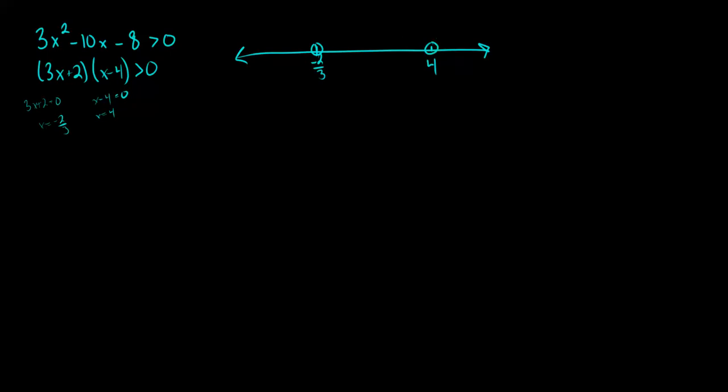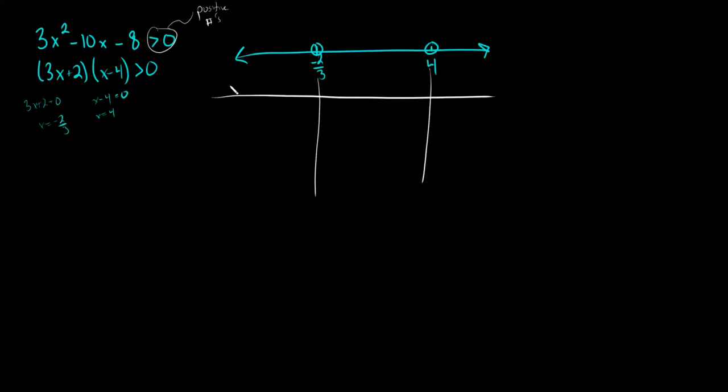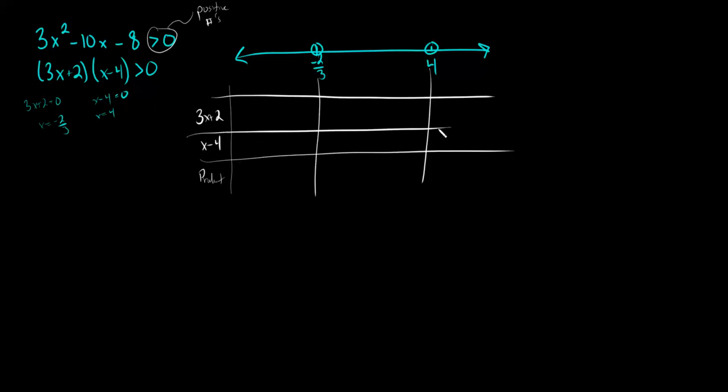And now if we think about it, if we want to be greater than 0, the only numbers that are greater than 0 are positive numbers. So we're going to want our answers to end up being positive. So now I can go ahead and set up our sign table. I have factors of 3x plus 2 and x minus 4, and I'm multiplying them together.